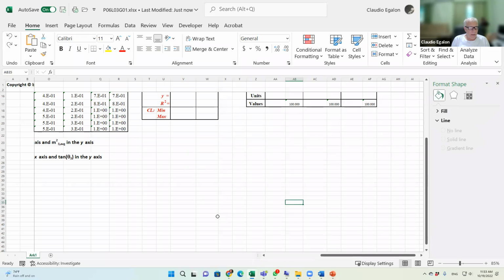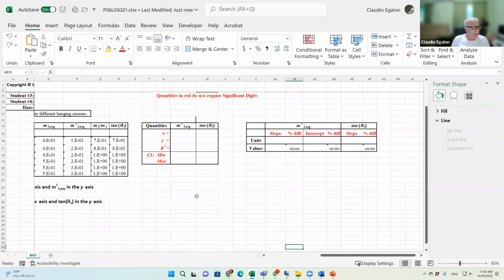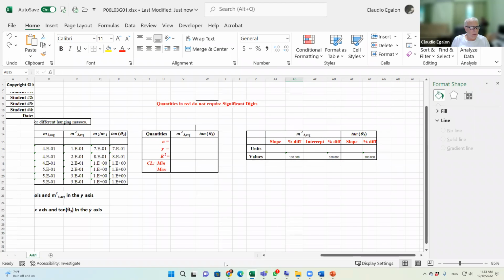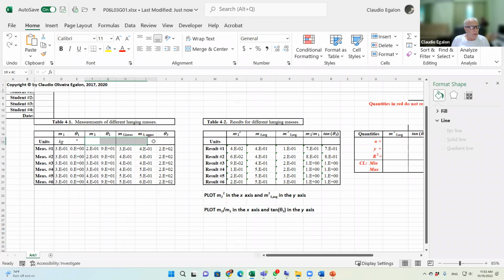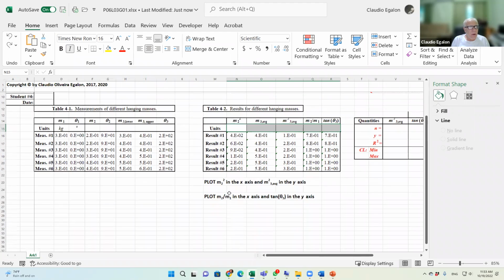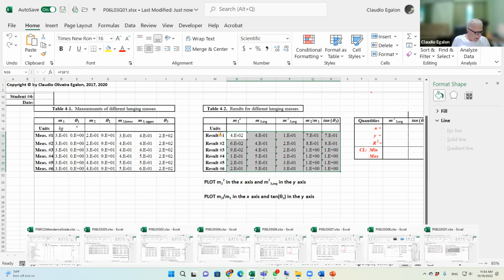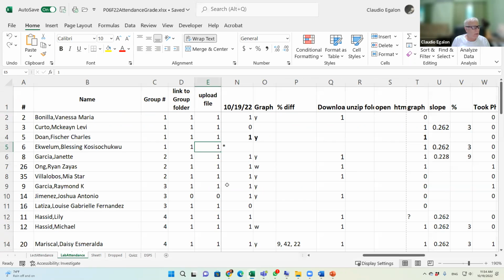Now don't forget, there's more to it, right? It's not just the graphs, it's not just the percentage difference, there's still the units that you've got to fill up. All the angular units are in degrees. The units for M3 squared, the units for M3 average, and so on, right? And what gives you the most trouble is the significant digits. It's 11:54, we have 6 more minutes to go. Do you have any more questions?